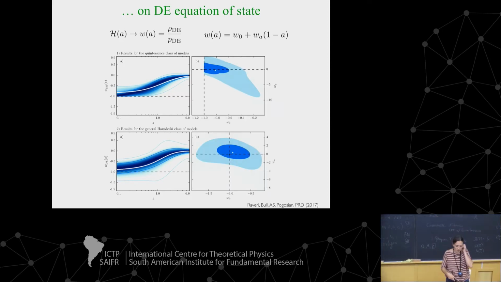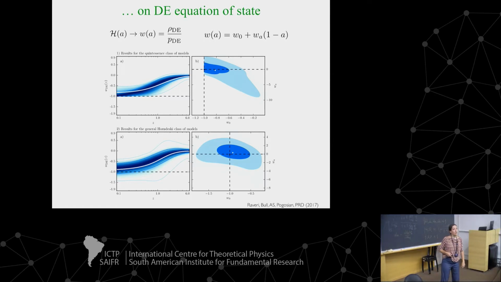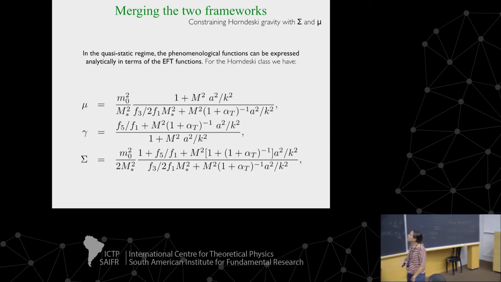So you can build some intuition about what to explore with data. And you are free always to take this distribution and project them in your beloved parameterization, such as W0, WA, and get an idea of where your contours would be.